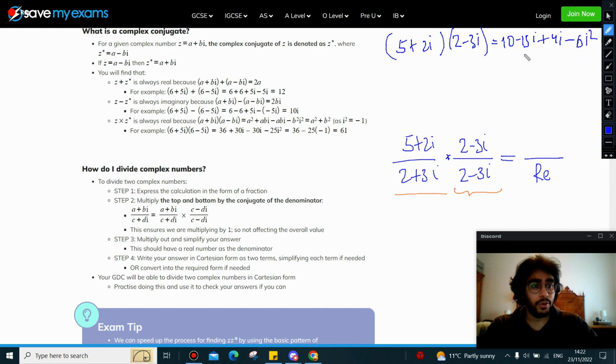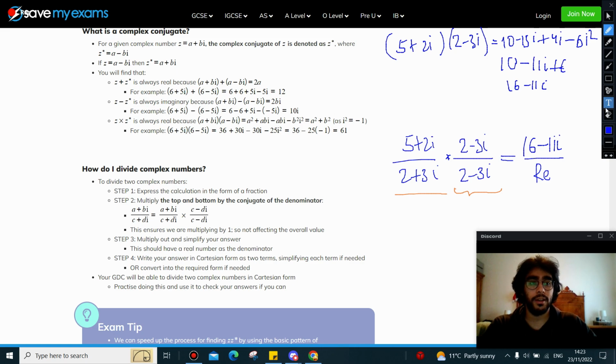Okay, so then you have 10 minus 11i. i squared is minus 1. Minus 6 times minus 1 is plus 6. Okay, so the answer is 16 minus 11i. So here in the numerator, you will have 16 minus 11i.